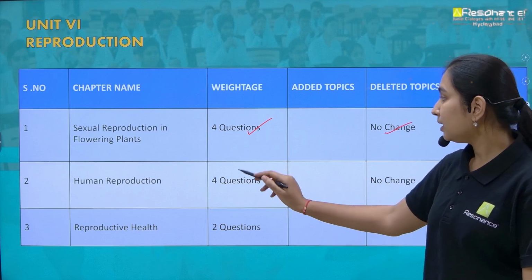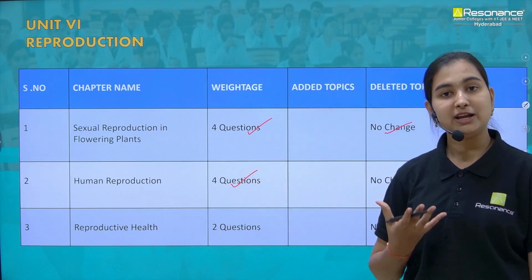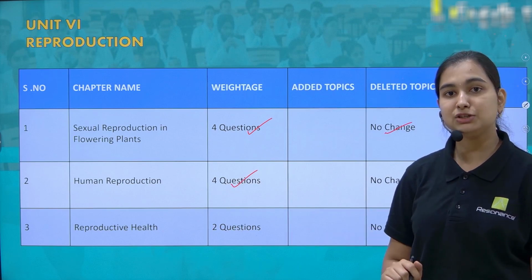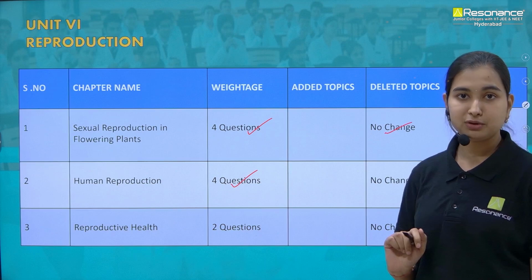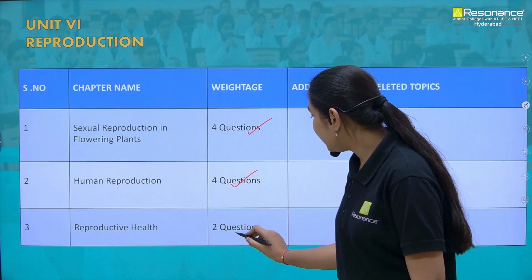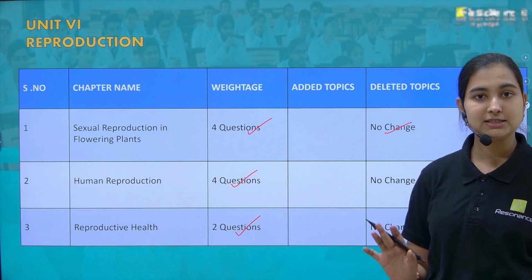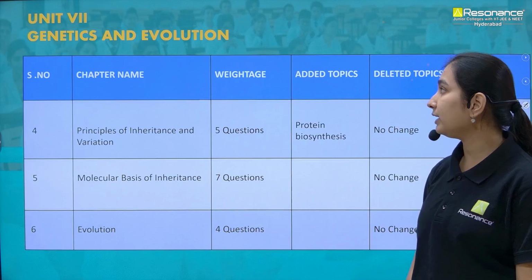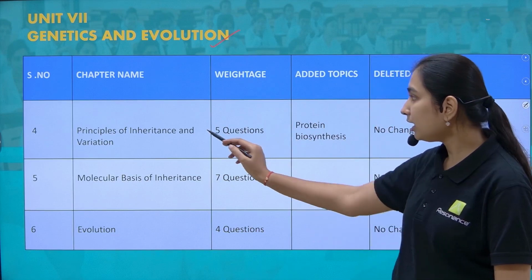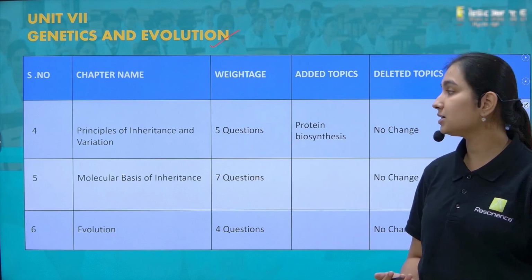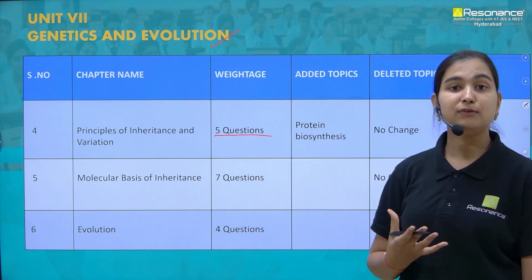Talking about the next, human reproduction, which has an average of 4 questions. The weightage is 4 questions in the NEET examination. Here also there is no addition and no deletion of any topic. Next, reproductive health, 2 questions. Here also no change, exactly the same content is there. Now moving to the next, we have unit 7, genetics and evolution. From the chapter principles of inheritance and variation, the weightage is 5 questions.